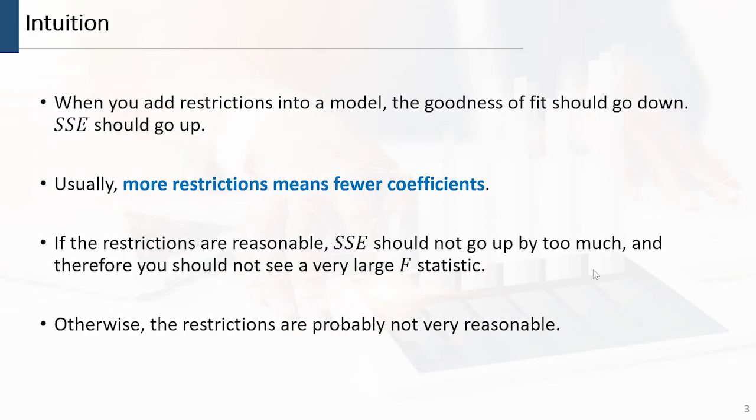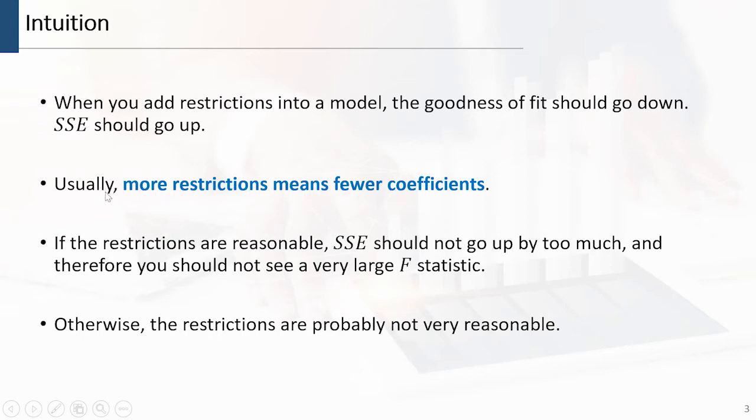Okay, so let's look at the intuition of the F-test or F-statistic. In general, this is how it works. When you add more restrictions into a model, in general, you should have worse fitness of the model. So the fitness of the model should go down. And when the fitness of the model goes down, then you should generally have a larger sum of square residual, because sum of square residual is something like an inverse measure of how good or how fit a model is.